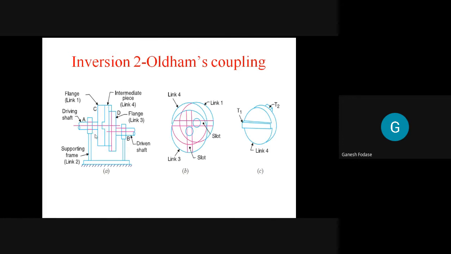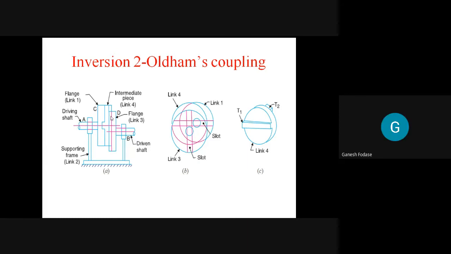This diagram is clear. How many elements are there? 4. Okay, which 4? Tell me. Flange 1 connected to the driving shaft is link 1. Okay, so remember, flange 1 along with the driving shaft forms link 1. Good. Okay, next. Supporting frame is link 2. Okay. Flange connected to the driven shaft is link 3. Okay. And the intermediate piece between link 1 and 3 is the fourth link.